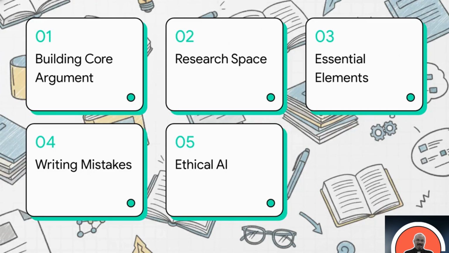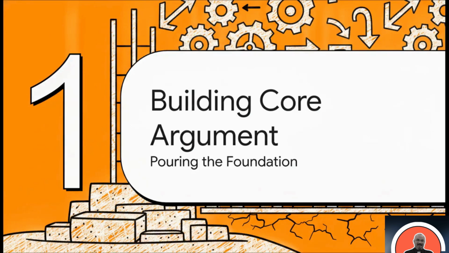So here is our blueprint for today. We'll be covering building your core argument, creating a research space, essential academic essay elements, avoiding common writing mistakes, and finally, ethical AI in academic writing. Let's get started. Section 1.